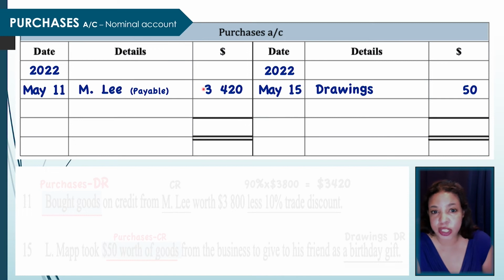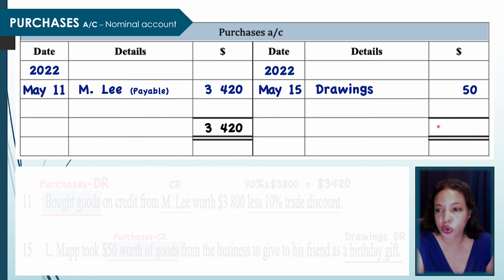Which side has the greater amount? The debit side. So you just put the 3,420. Then you go over to the other side on the same line and you put the same 3,420. So we good there? And then the side that is less, because what has to happen is the total has to agree with the amounts on the particular side. 3,420 equal to 3,420. 50, no.